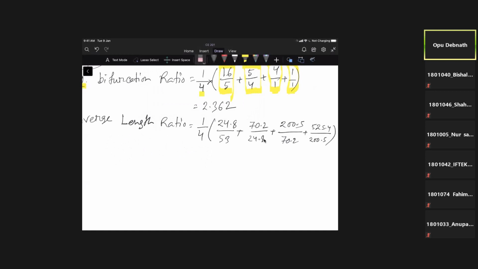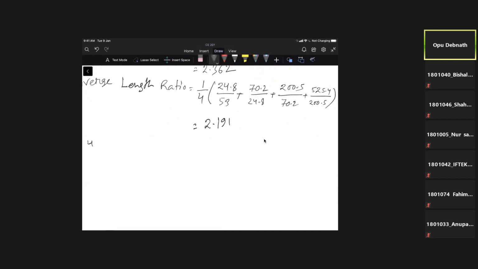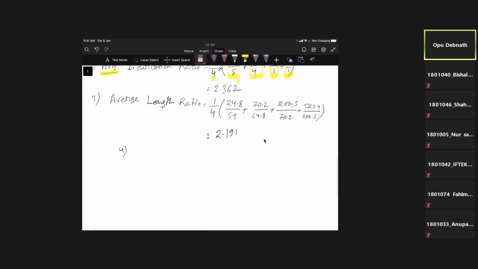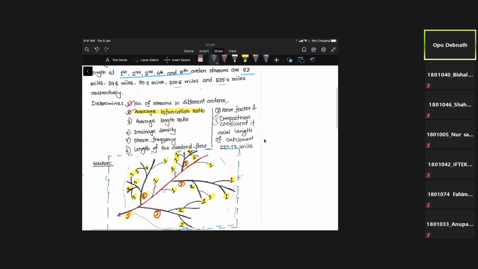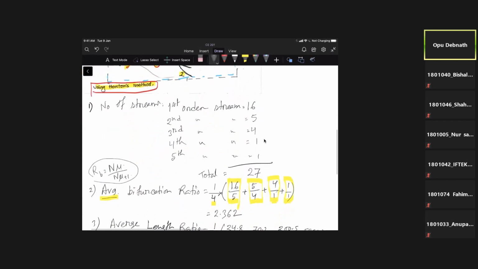So this is the average length ratio, and after calculating you will get an average length ratio of 2.191. Our fourth term, the 4-1, is complete. The 4-1 is the average drainage density.